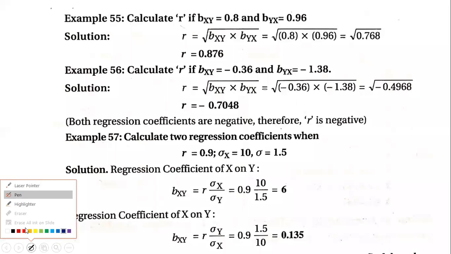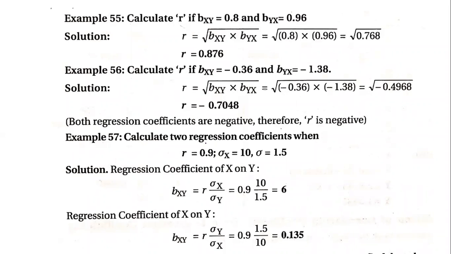Now, moving further, next problem: calculate two regression coefficients when... So here we are supposed to calculate the coefficients. So what are the regression coefficients? bxy and byx are the regression coefficients. Correct? So we are supposed to find out these coefficients, and what is the information given? They have given the correlation coefficient, that is R, and then they have given the standard deviation of X and the standard deviation of Y.